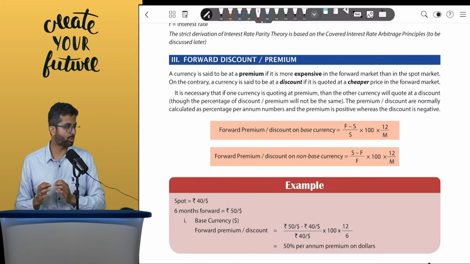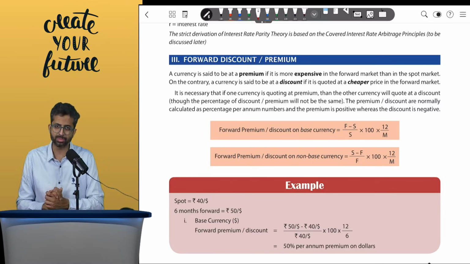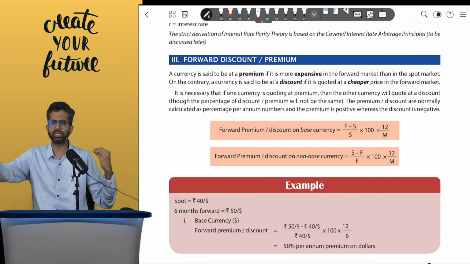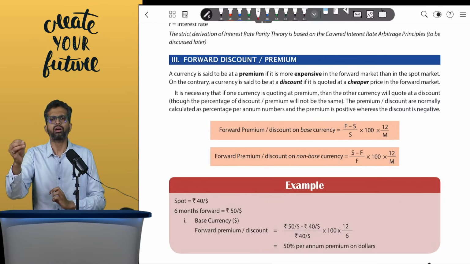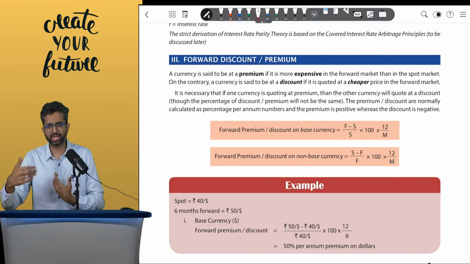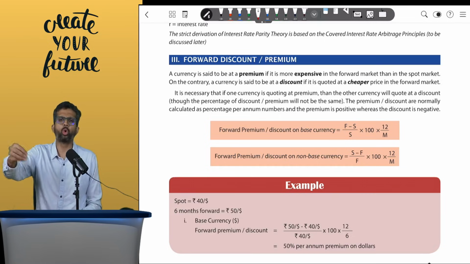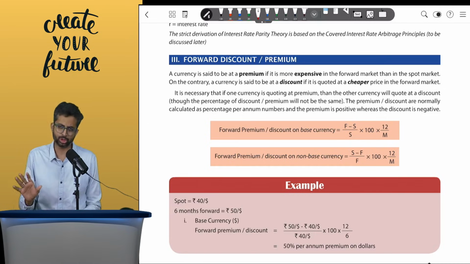Remember, the forward discount and forward premium is a percentage per annum concept, and you will record it on a percentage per annum basis. However, if you have other things like appreciate, depreciate, increase, decrease, strengthen, weaken, these are not percentage per annum numbers. These are flat numbers. If it is given that rupee appreciates by 5%, that is 5% over 3 months. It is not 5% per annum. It is a flat 5% over 3 months.